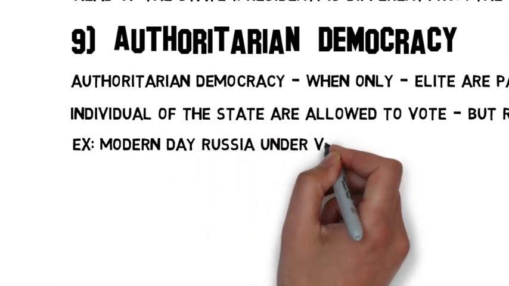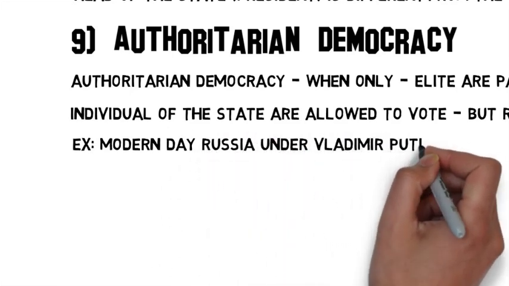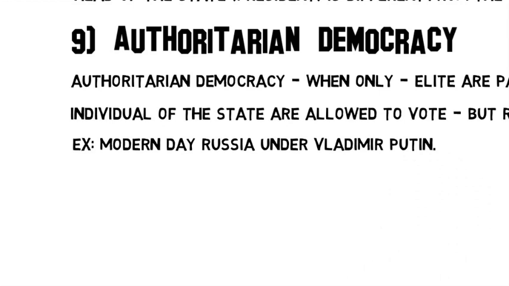Now we have to understand here that in authoritarian democracy, the functioning of authoritarian democracy is carried out by only the elite class, elite people, people who have a contact directly with the system. When it comes to the individuals of the state, they are allowed to only vote. Regular people can only vote, but regular people cannot enter into the election process of contesting the election.